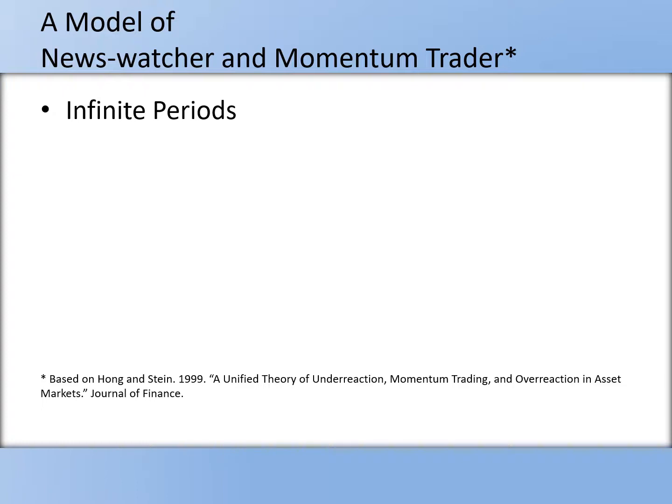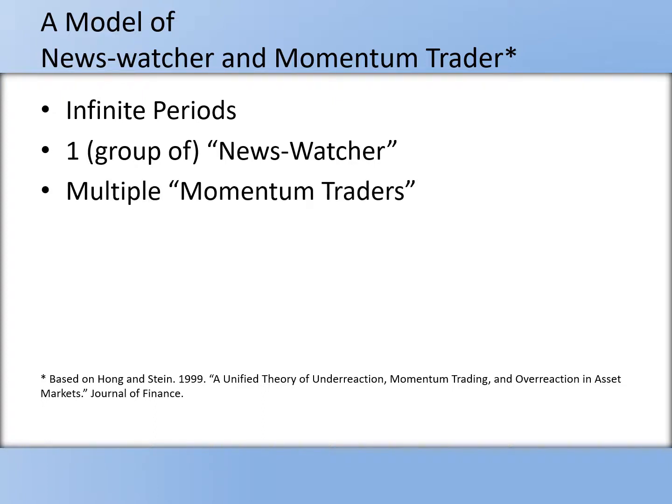So the model works like this. Imagine you have an infinite period model. This is mostly just for convenience in derivation. You have one group of news watchers who basically receive information about the stock. There are multiple generations of momentum traders. At each period, you have some momentum traders entering the market, and they do not receive information other than the movement of stock price. They just look at stock price.